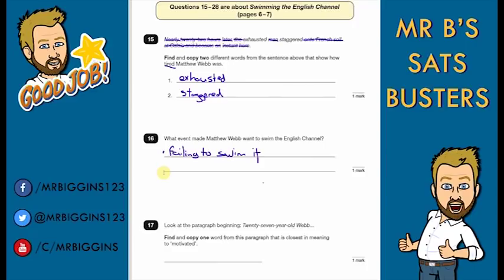Question 17 says, look at the paragraph beginning "27-year-old Webb", and we have to find and copy one word from the paragraph that is closest in meaning to "motivated". We've already mentioned it there. I said he was inspired, so "inspired" would be our answer. That's again looking for synonyms, a word that means the same as motivated, and inspired is the closest in meaning. If you're not sure, have a look through the text, and you'll see that there's not many other words in that paragraph that could really be used to replace motivated. Inspired's the only real one there. So again, use process of elimination if you're not sure.